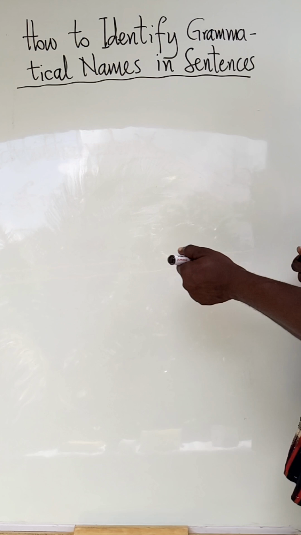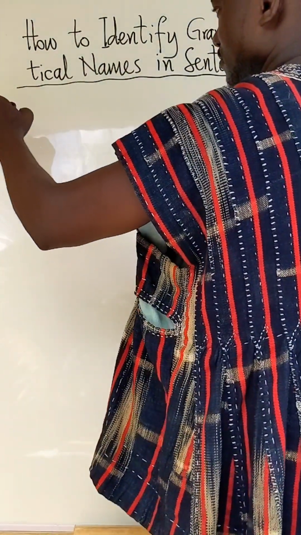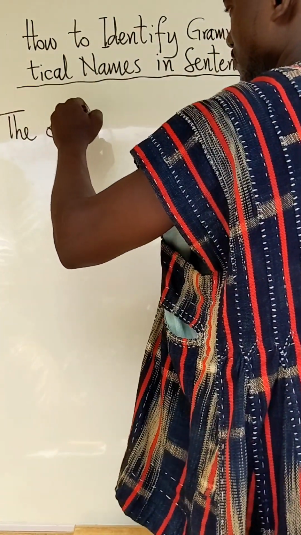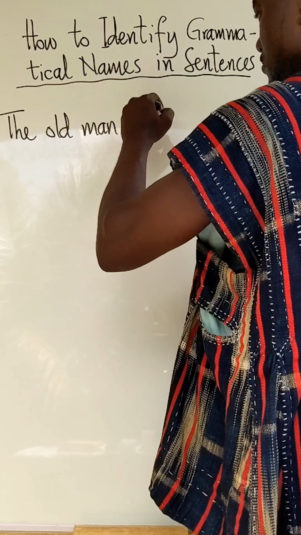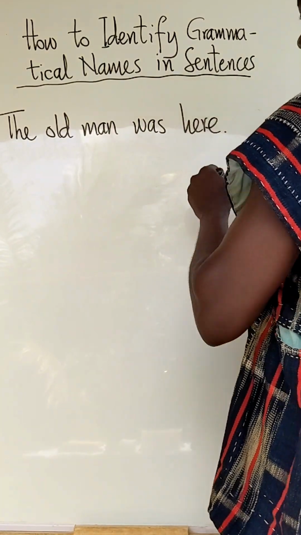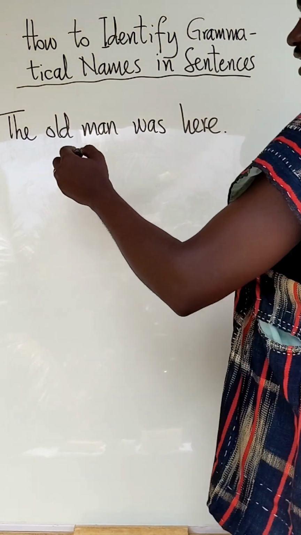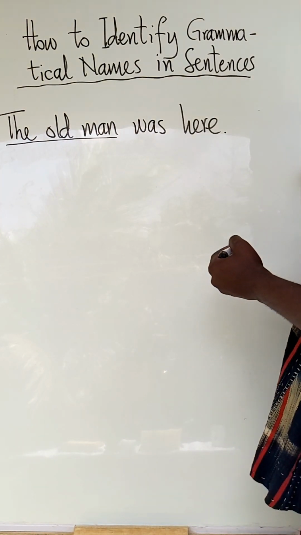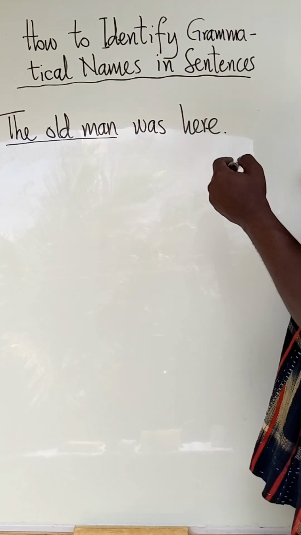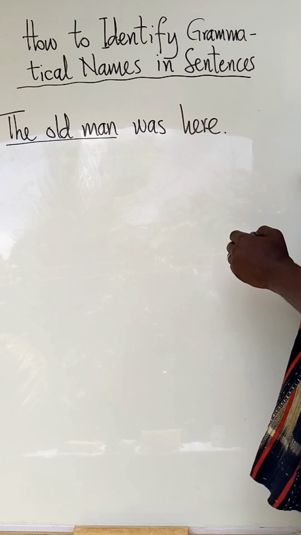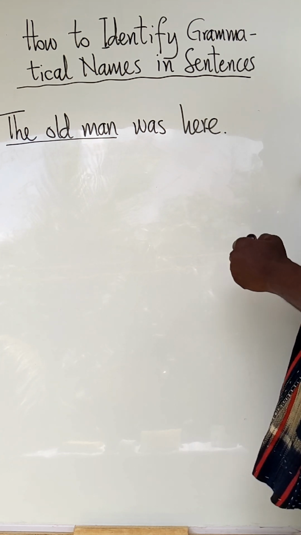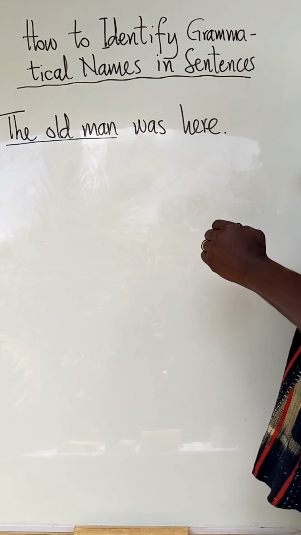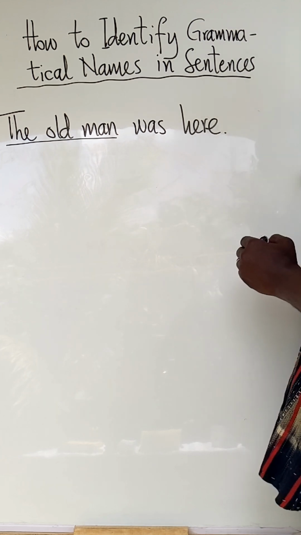For example, the old man was here. If I underline this construction, the old man, and I ask you, what is the grammatical name given to this underlined construction in the sentence? First of all, you have to identify whether this underlined construction is a phrase or a clause.